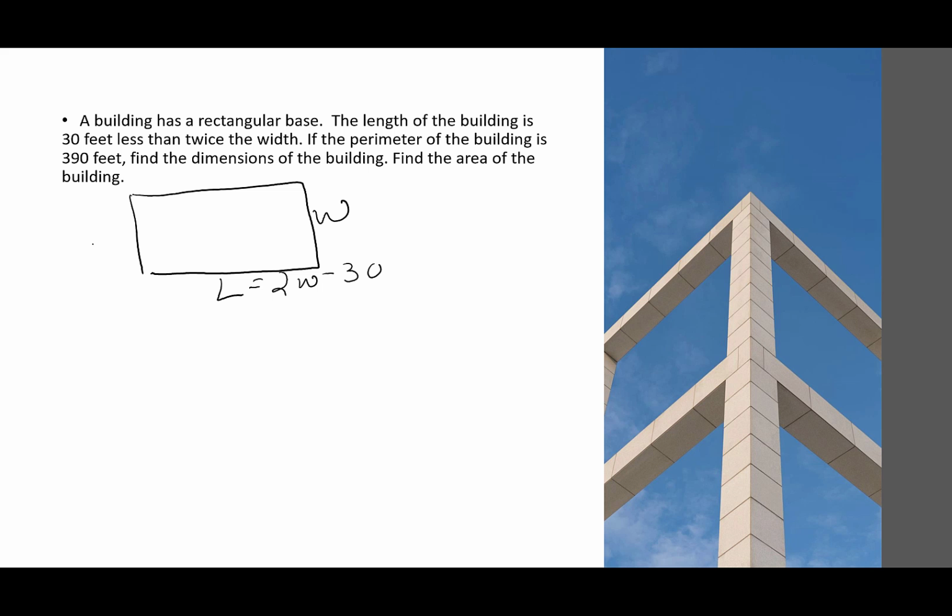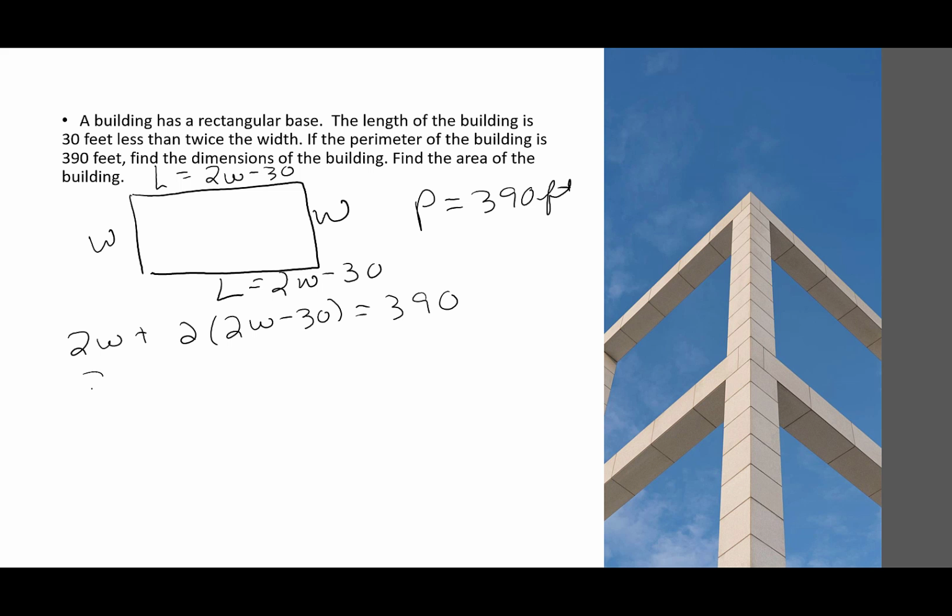It's really important that you're always thinking there are 4 sides. So if you need to write them all down, then I would encourage you to write them all down. When I add them all up, I'm supposed to get 390 feet. So we have 2 times the width plus 2 times the length, which is equal to 2w minus 30, and that's supposed to be 390. So let's keep our 2w. Let's distribute this 2, so 2 times 2w is 4w. 2 times negative 30 is negative 60, that's 390.